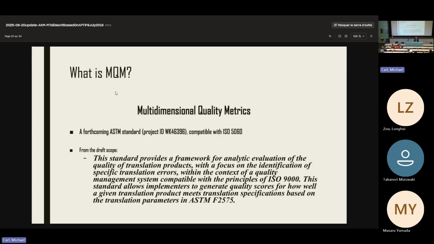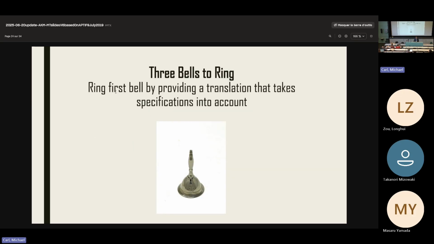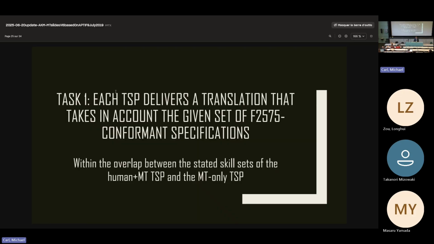First of all, translation quality is defined in two international standards in a practical way. The one that was just recently published, ISO 5060, and then the ASTM standard, not quite published yet. It's work item 46396. And I'd be glad to talk with you more about that if you're interested. So, the three bells. Task 1. Each translation service provider delivers a translation that takes into account a given set of specifications conformant with this international standard.